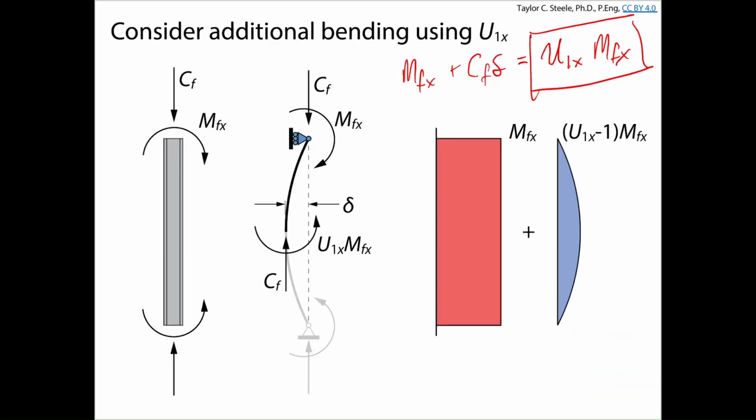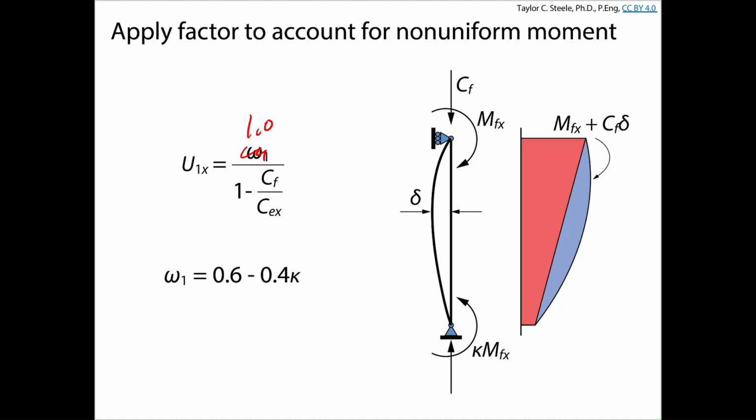Okay. That works for a uniform moment. Sometimes we have uniform moment and sometimes we don't. Sometimes we have a moment gradient or a linear bending moment diagram. And I guess I should get rid of the scribbled out 1 here.